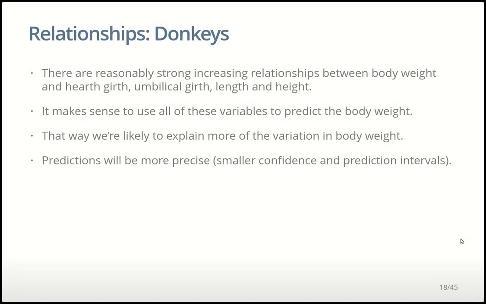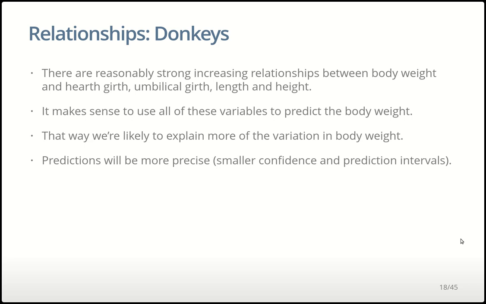Okay, the advantage of using more is that we're likely to explain more of the variation in body weight. And if we explain more of the variation in body weight, then that means that the unexplained variation is smaller, and therefore our predictions will be more precise, right? We'll have smaller confidence and prediction intervals, and thus, a more useful result.